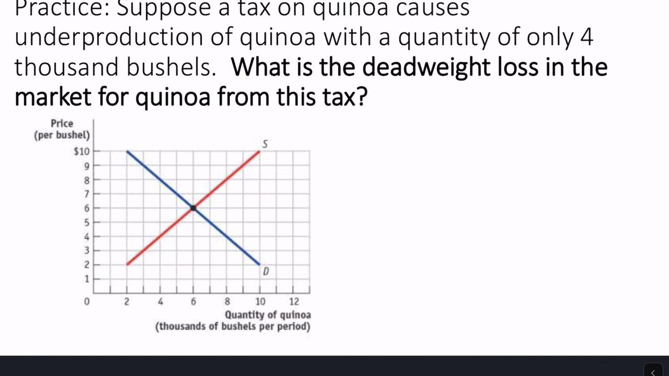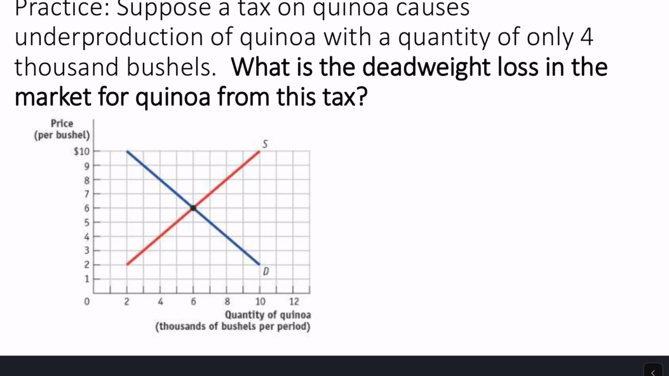Okay, practice slide. You'd see a graph like this on an exam. This is going to be a market for quinoa. We got a price per bushel up there, and we have a quantity of quinoa down here. There's going to be a deadweight loss in the market for quinoa from a tax. All right, so there's going to be underproduction of quinoa with a quantity of only 4,000 bushels. All right, so we're going to model taxes next in this module, but what you need to know here is that the tax, once you tax this quinoa production, it's going to restrict the quantity down to 4,000 bushels, okay?